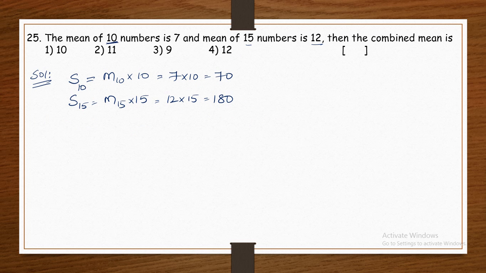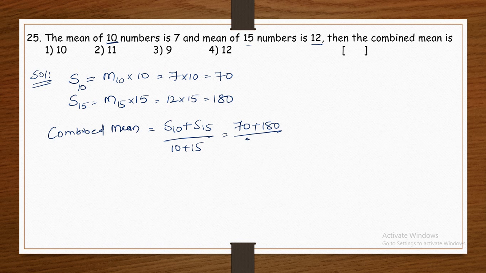Now finally, what do I need? Combined mean. So combined mean means total sum by total number of observations. So total sum is S10 plus S15 by total number of observations, which is 10 plus 15. So this gives me 70 plus 180 divided by 25. So 70 plus 180 is nothing but 250 divided by 25, which gives me 10. Hence the answer is 10.